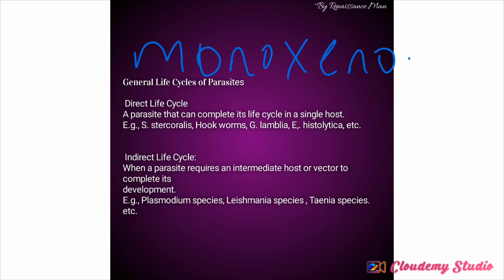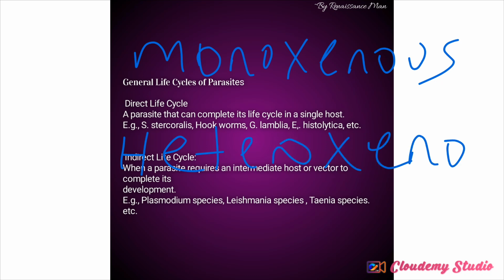The indirect life cycle is also known as heteroxenous life cycle. So these are the two types of life cycle that we have. The direct life cycle, also known as monoxenous life cycle, is a developmental process that does not require any intermediate host. Examples are Giardia lamblia, Entamoeba histolytica. You don't require any intermediate host. You don't need any vector.